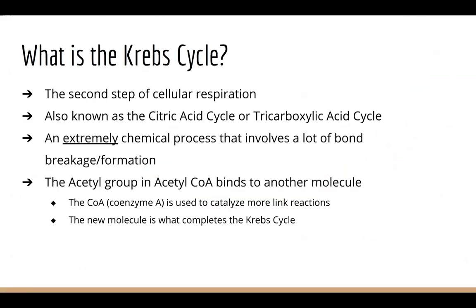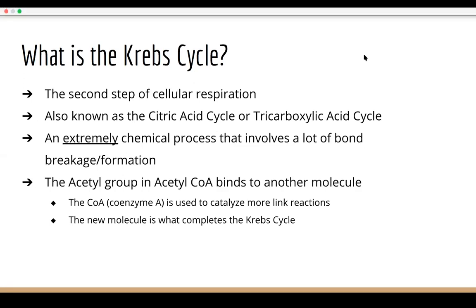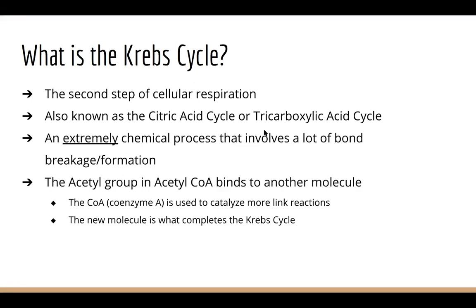So what is the Krebs cycle? It is the second step of cellular respiration. It's also known as the citric acid cycle or the tricarboxylic acid cycle. It is an extremely chemical process that involves a lot of bond breakage and formation, which is why it's super difficult in OChem. But the acetyl group in acetyl-CoA binds to another molecule. The CoA, coenzyme A, also known as cofactor, is used to catalyze more link reactions. And this new molecule is what completes the Krebs cycle.